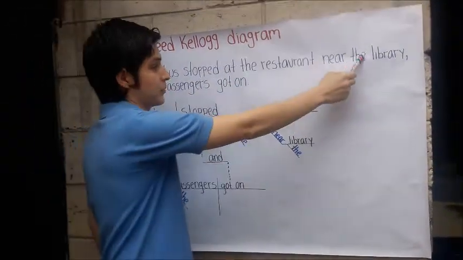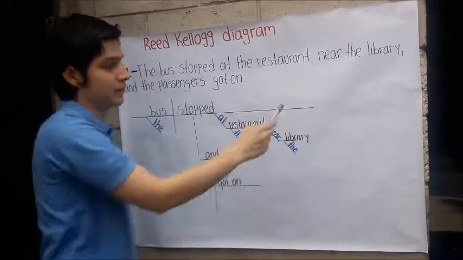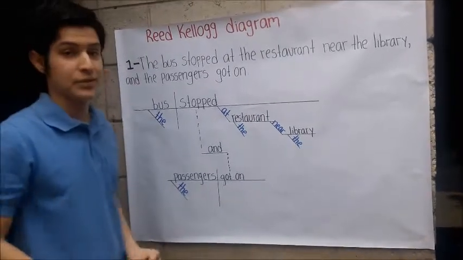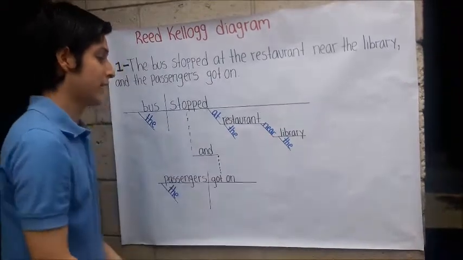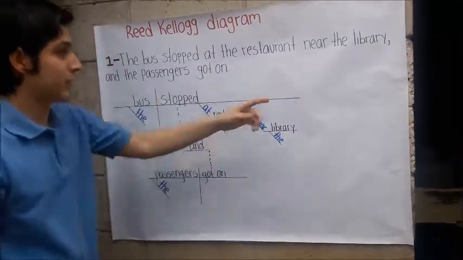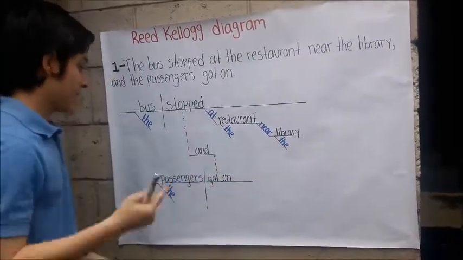Then we have another prepositional phrase. In this case, it has an adverb. An adverb is also a modifier. Then we have to use the slanting line. We have to write near in a slanting line, then the noun of the prepositional phrase, that is library, and then the modifier, that is in a slanting line, the.